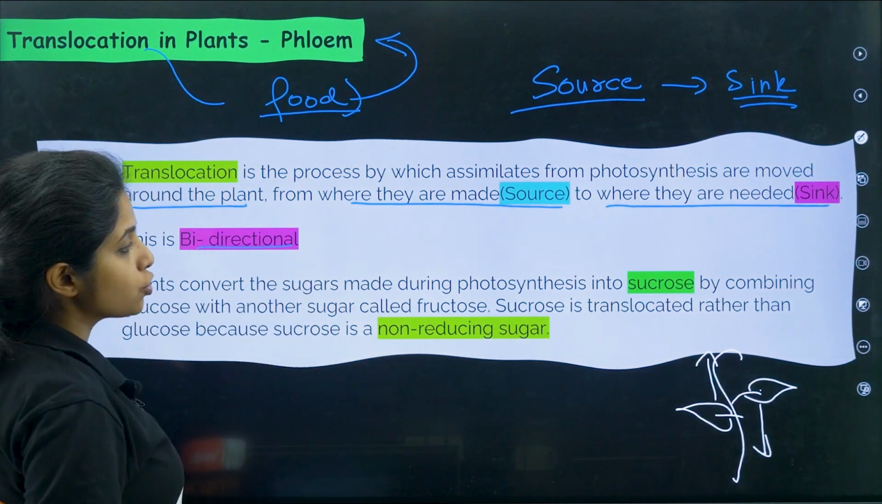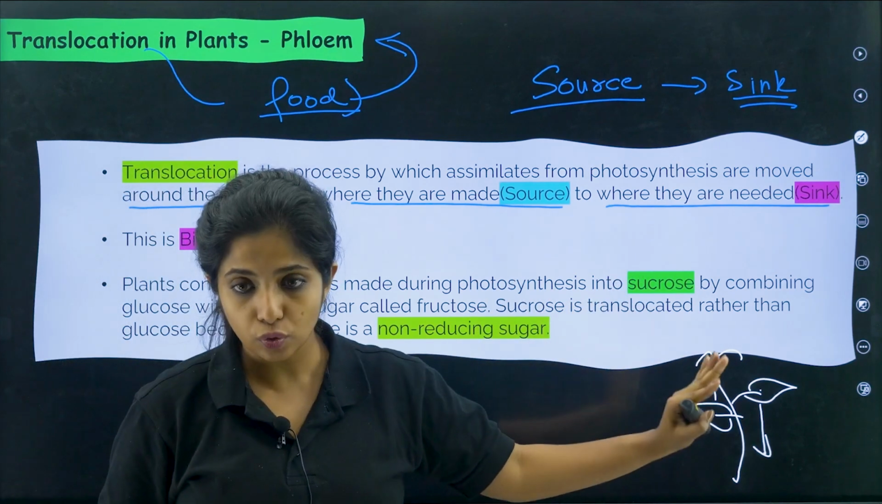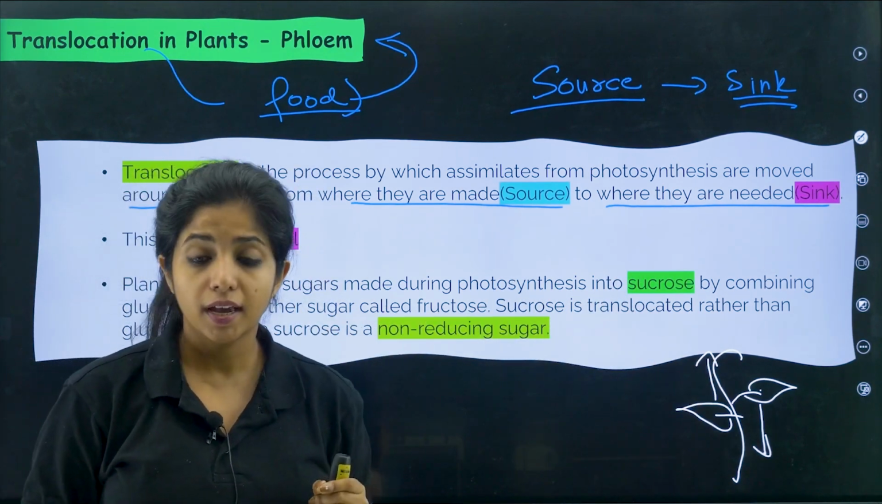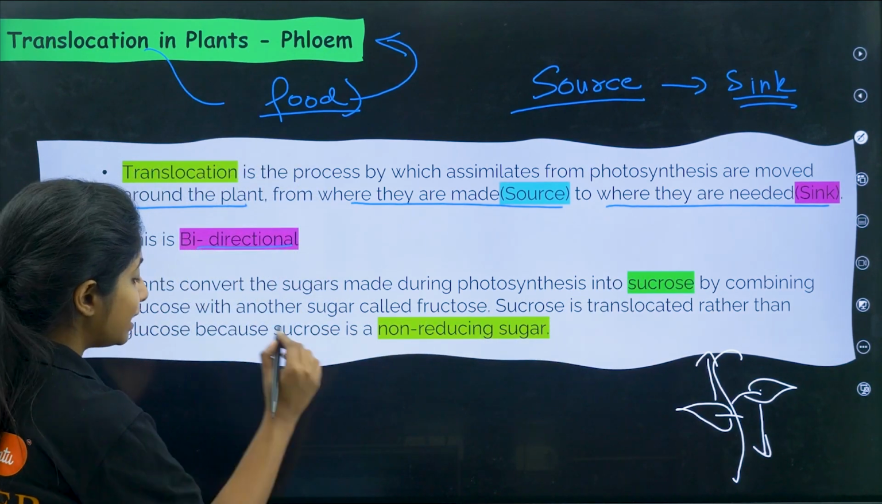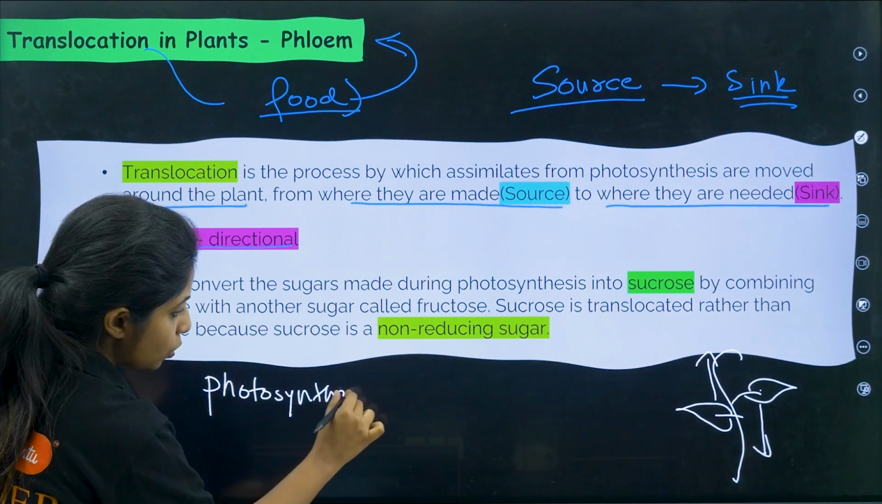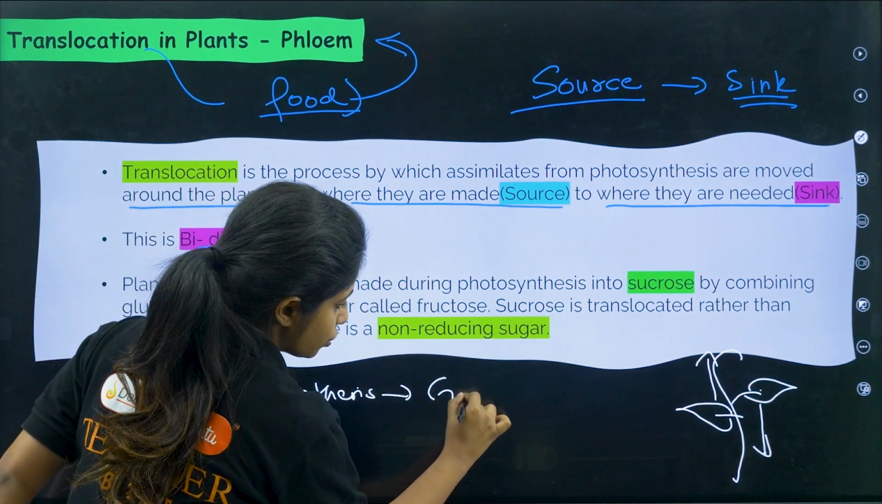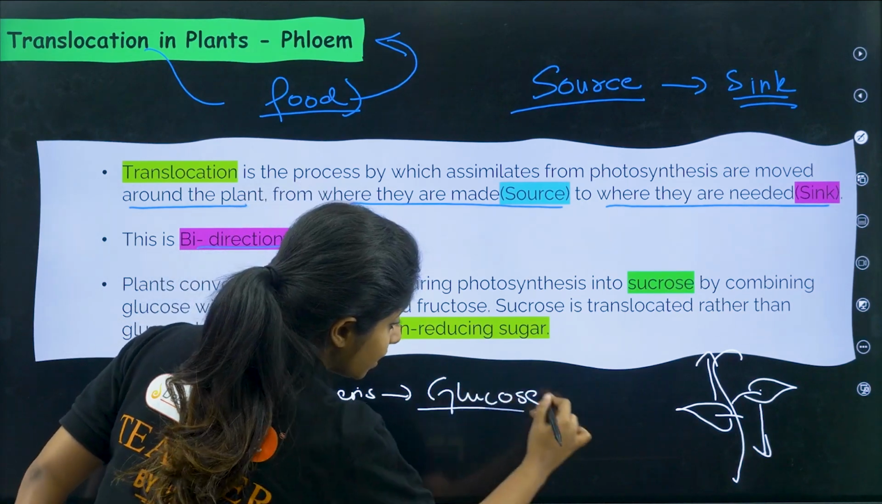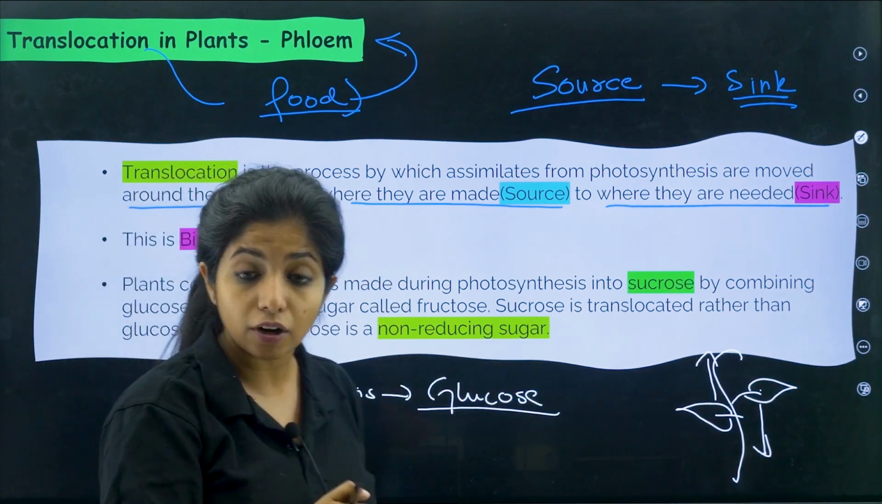Now, plants convert the sugar made during photosynthesis into sucrose. One very important thing. So, what type of thing is being created in photosynthesis? At the end of photosynthesis, you are making something which is known as glucose. Now, it is said that glucose is not something that is getting transported.